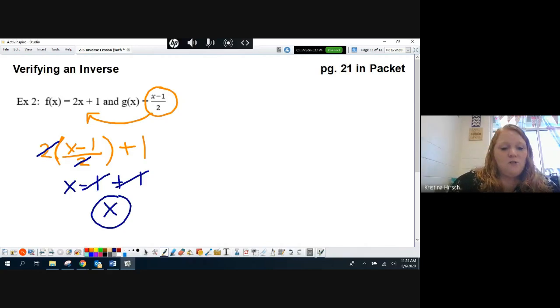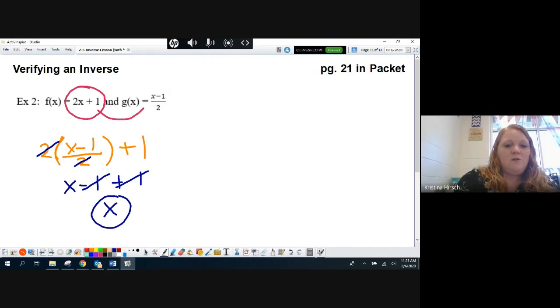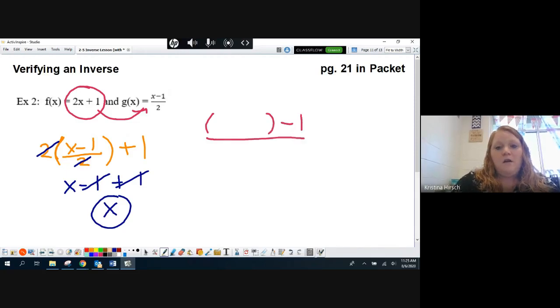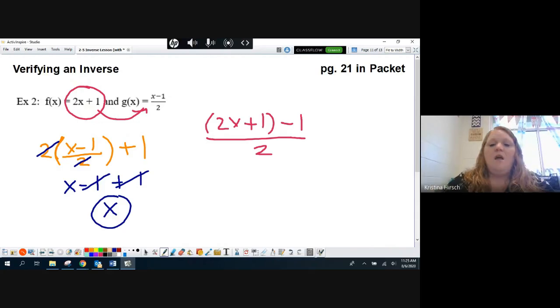All right, so now let's do the right side. Let me erase this part so you can see what I'm doing. Now I'm going to take this function and substitute it into this other function. So instead of having x minus 1, I'm going to have parentheses minus 1 over 2. And I'm going to take what I have over here and substitute it in over here. So I'm going to have 2x plus 1.